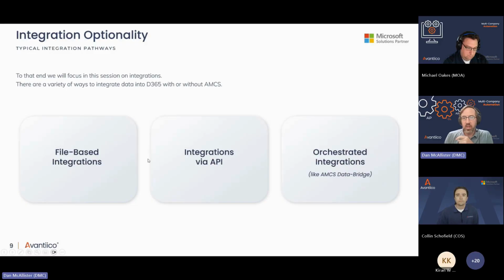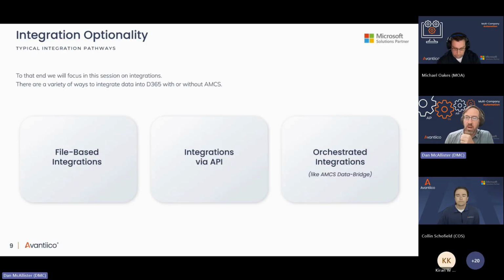A second option would be integrations via API. So Microsoft provides the OData framework for this. We also have an API-based framework with our multi-company automation solution. That will be the focus of today's webinar, though the things that we talk about will be broadly applicable regardless of your approach to that integration. But we'll make an argument of where OData makes sense and where maybe it doesn't make sense.